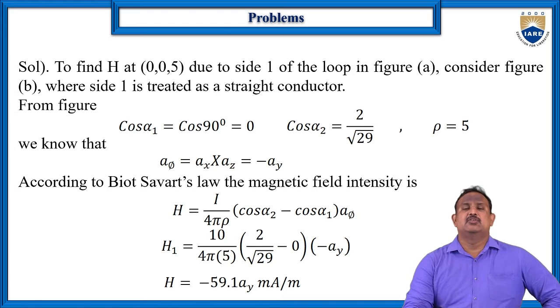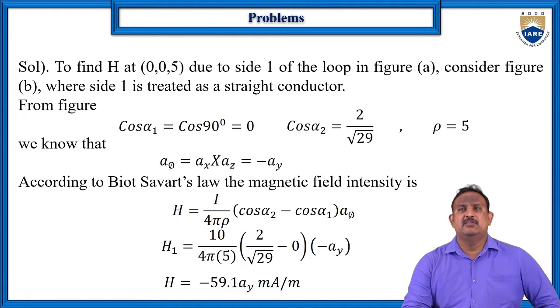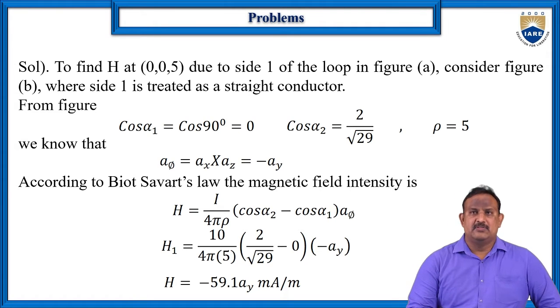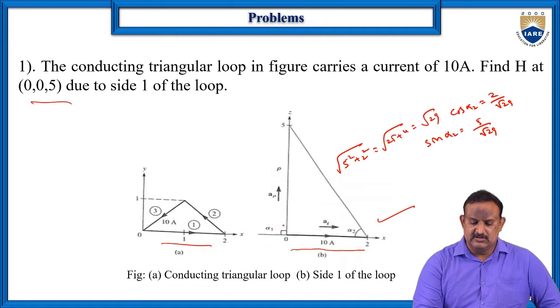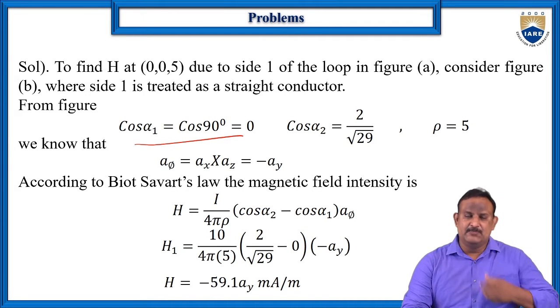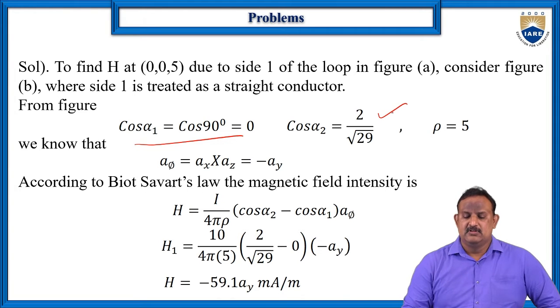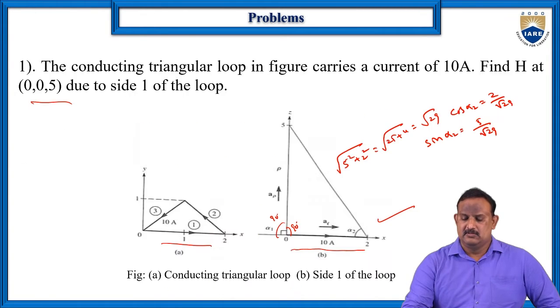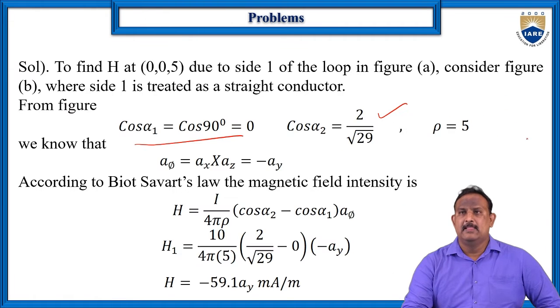Here we need to find the magnetic field at (0, 0, 5) due to side 1 of the loop in figure A. So we need to consider figure B, where side 1 is treated as a straight conductor. Therefore, from the figure, cos alpha 1 equals cos 90 degrees, which is equal to 0. Cos alpha 2 equals 2 by root 29 from the figure, and rho is given as 5.